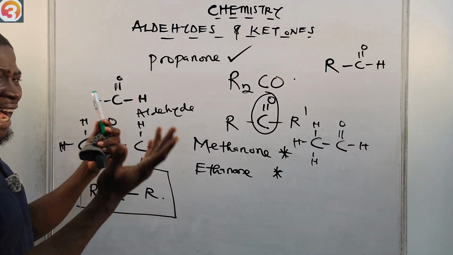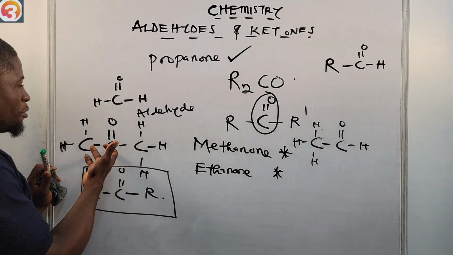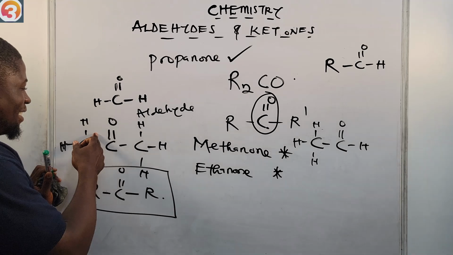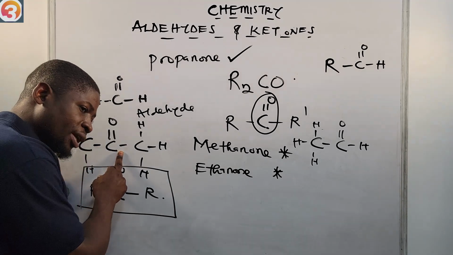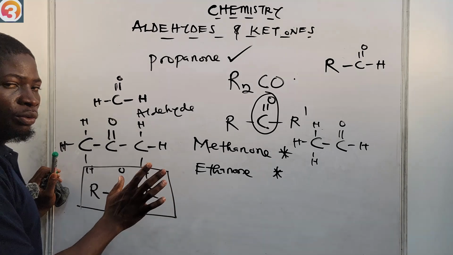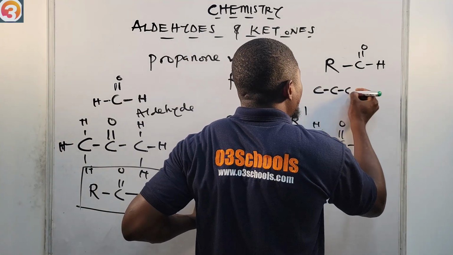Then now we cannot have propanone with a number in front, like propan-1-one. Yeah, we cannot say that: 1, 2, 3. There's nothing like it. This can only be propanone. All right. So now, also butanone.